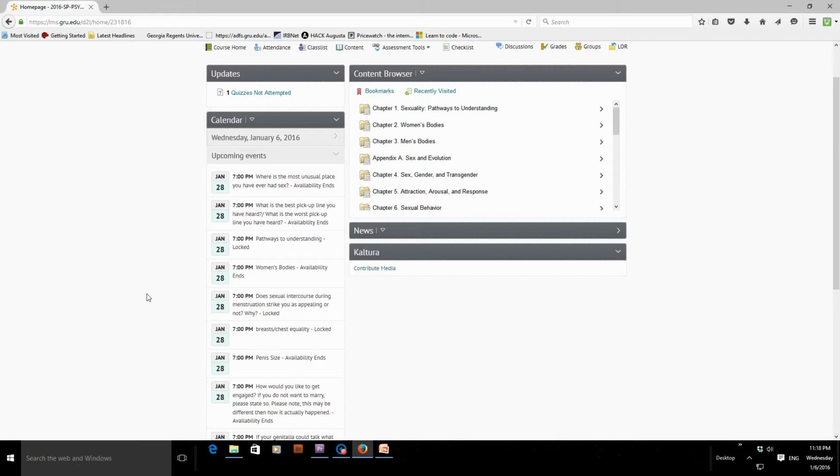What you need to do is for each module, so for example, let's imagine the first one, we go through chapter 1, 2, 3, and the appendix A, sex and evolution. What you need to do is read each of those chapters, make sure you read before the exam and have enough time to study, as well as there's a quiz associated with each of those chapters. There is not a quiz for appendix A.